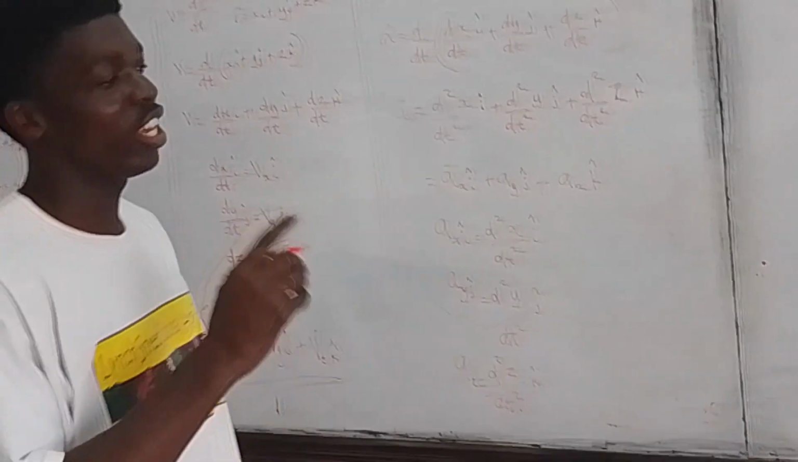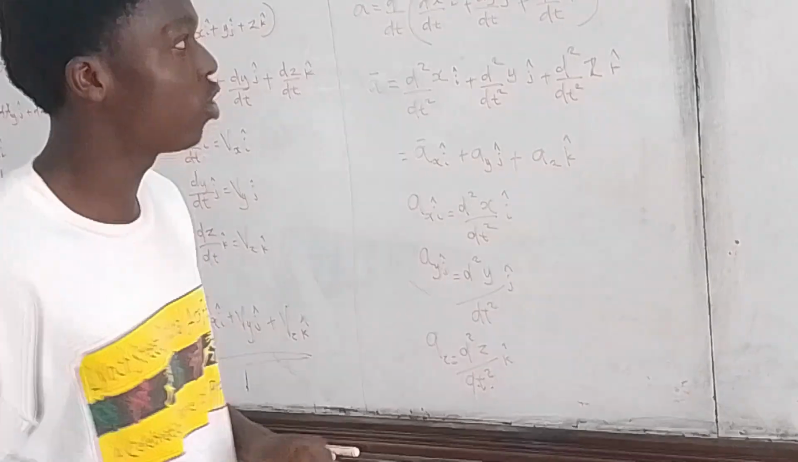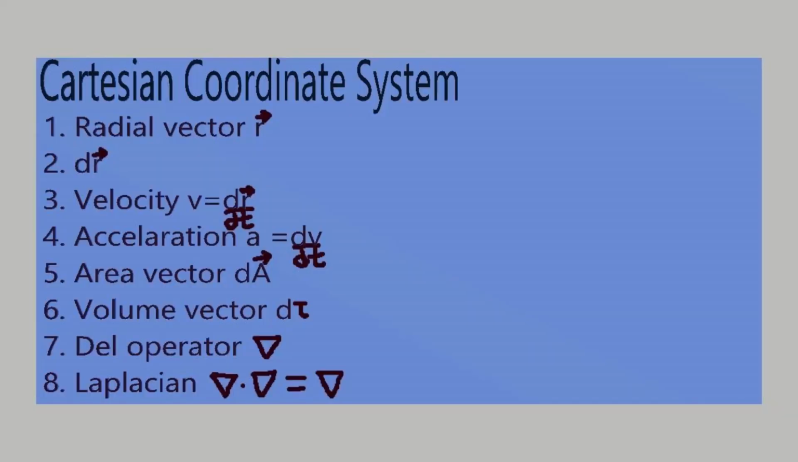So as you can see, we have found the radial vector, velocity vector, acceleration vector, the tau, which is an element of volume, and the area, which is an element of area. So we want to go one by one into finding our del operator.